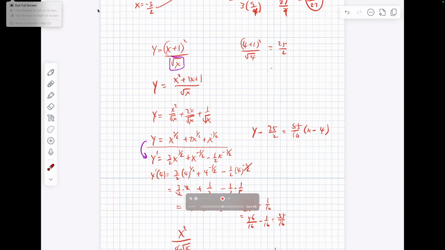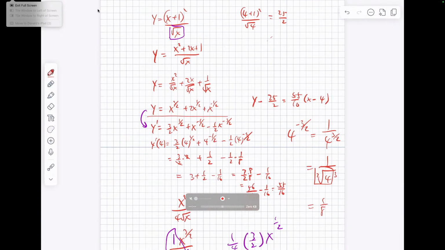Can you show how you would get the 1/8? Sure. 4 to the negative 3 over 2 is equal to 1 over 4 to the 3 over 2, because of the negative exponent. And that's equal to the square root of 4 to the third. I don't want to do the third power first. I do the root first, which is 2. And this 2 to the third is equal to 1 over 8. So I do root first before power.